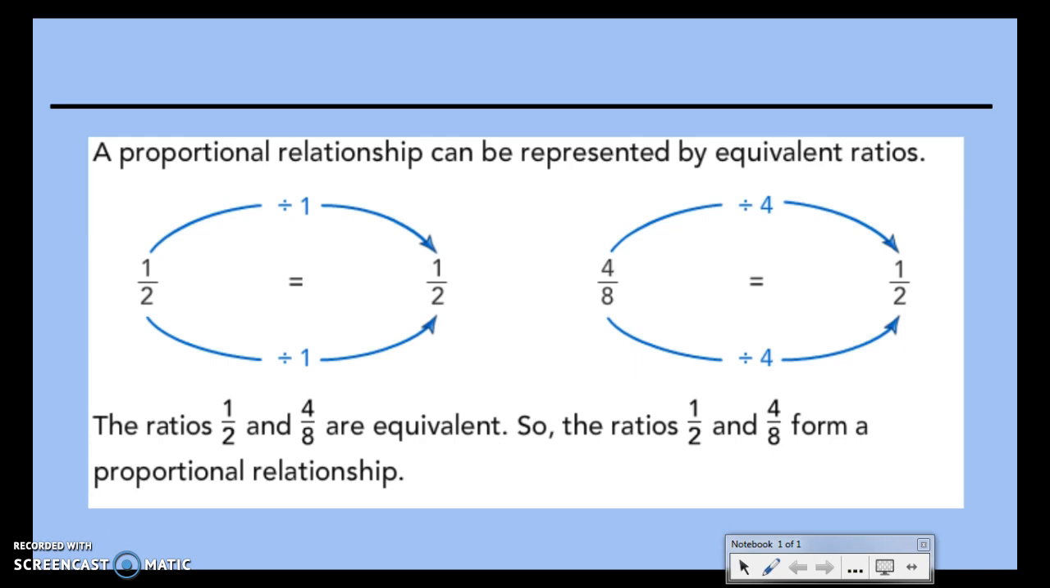So I want you to copy this down, and the little diagram, and put that into your notebook before we start working out the problems. Alright, pause the video if you need a second to copy it down, and then push play when you think you've got everything.